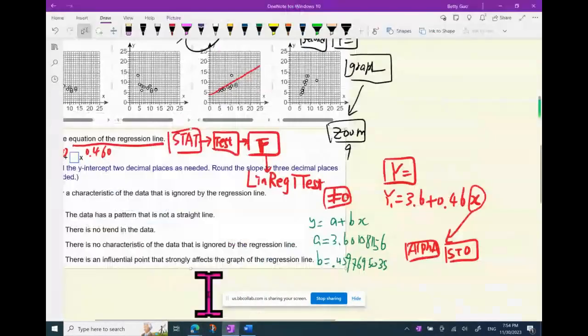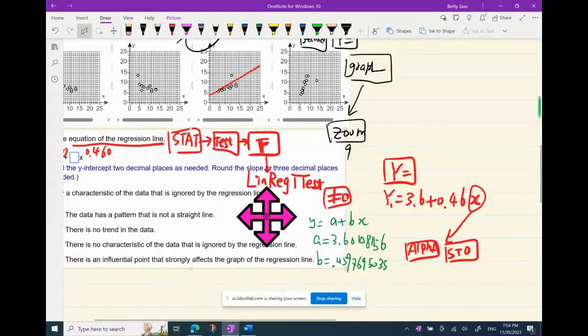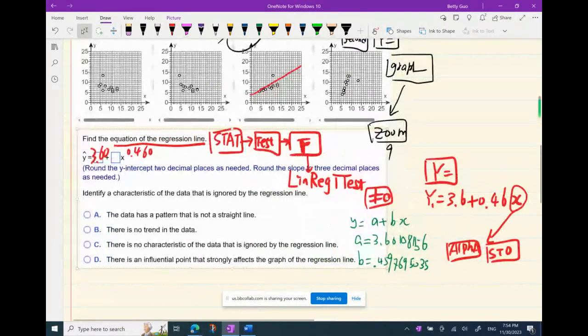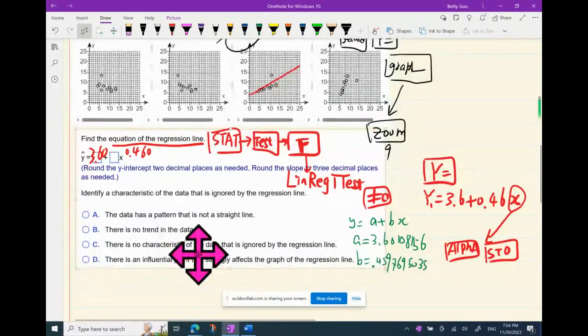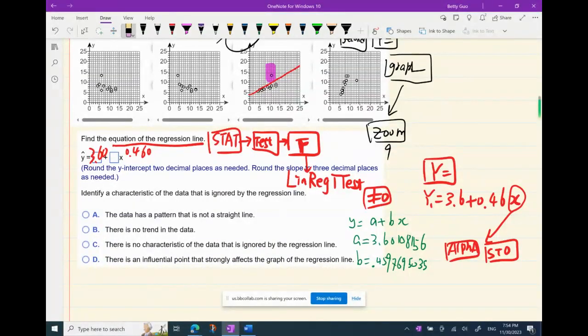If not, please feel free to ask. Okay, then what is ignored by the regression line? From what I see, it ignored the point. As I said, it's the outlier. And outlier and influential point are different, by the way. Two different concepts. But as you can see, A, B, C, D doesn't mention outlier at all, because more important is the influential point.